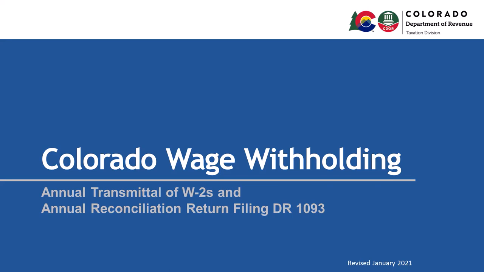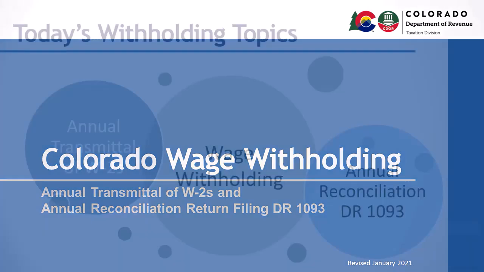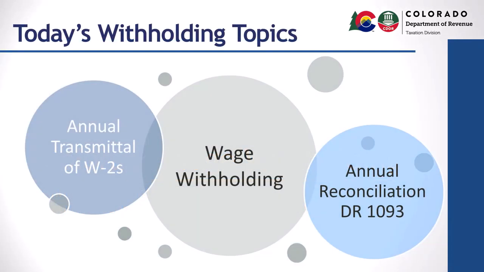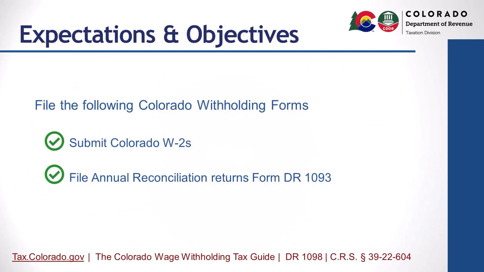the annual transmittal of W-2s and the annual reconciliation filing. You can pause or rewind this video at any time to review the information provided. The topics that we will be covering today are the annual transmittal of Colorado W-2s and the filing of the Colorado wage withholding annual reconciliation using Form DR 1093. At the end of this video, you should be able to accurately and successfully submit your Colorado W-2s and file the annual reconciliation return using Form DR 1093.